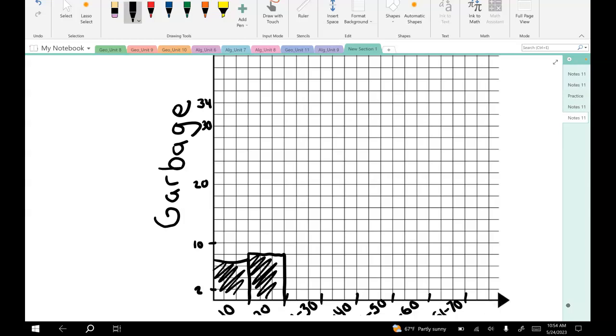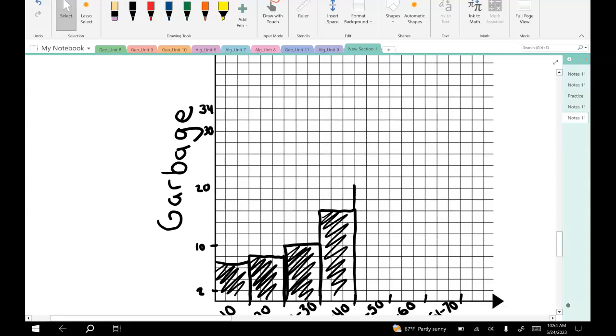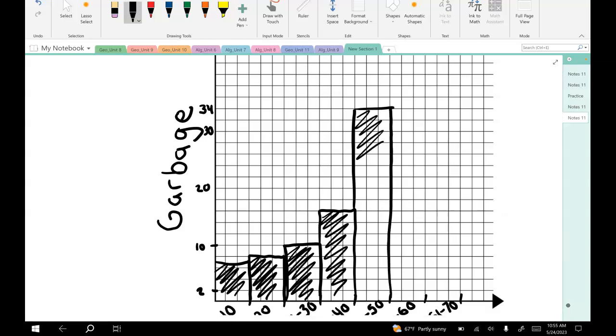21 through 30, we get up to 10 pounds of garbage. And then 31 through 40, we get to 16. So that's 12, 14, 16. Now we're all the way up to 34, so we marked it so we can just go straight up. 51 through 60 is 15. So we gotta go right below where our 16 mark was. And then our last one is 0.